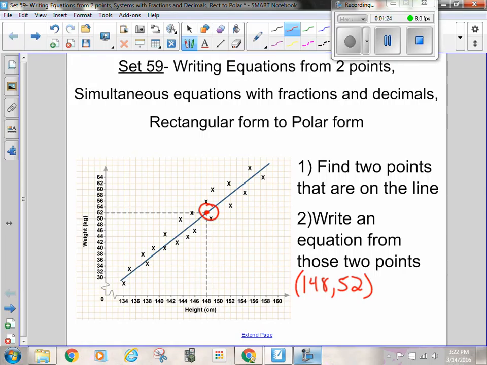Then I'm going to look for another place where I see that they cross through my grid lines, so I'm going to go with this one here. So I'm over at 153 and I'm up at 60. So I just followed my dot down and over. So I actually am choosing 2 points that are not points of data, but are points my line goes through. Then from there, you know how to do it. You're going to write an equation from these 2 points. The hardest part is just creating those 2 points.